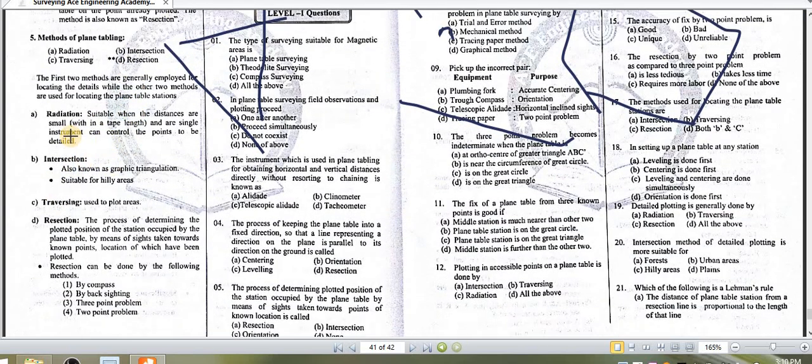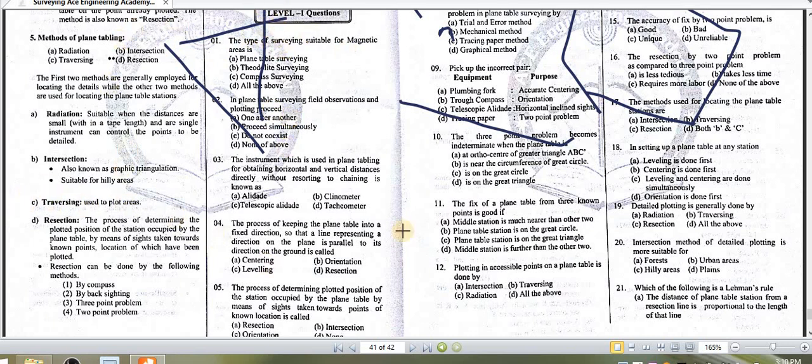So these are the 4 methods normally used in plane table surveying. One is your radiation method, which is performed from a single point. Then the intersection method, which is performed from at least 2 points, and with the help of the lines drawn from those stations, a new point is established.